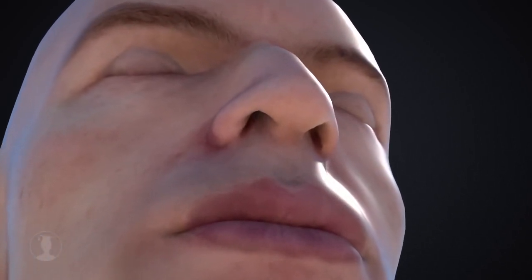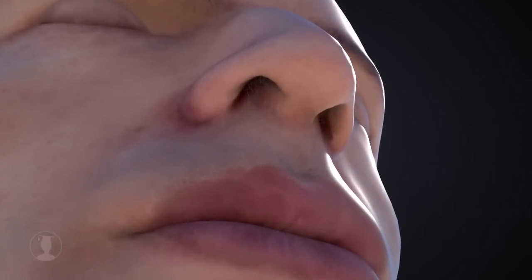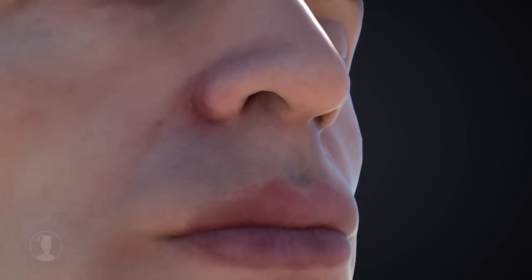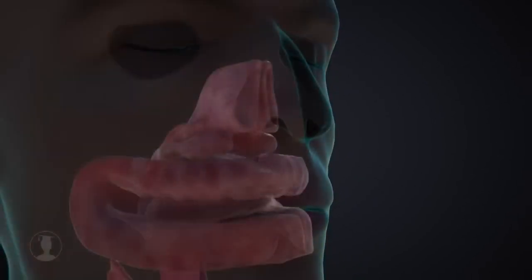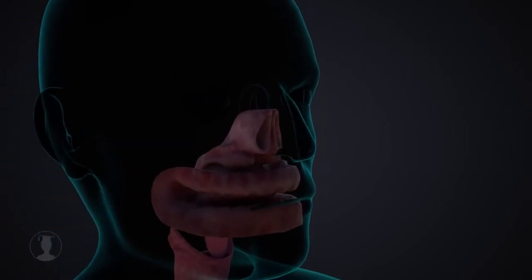For this reason, the upper airways provide certain protective mechanisms. Large dirt particles or insects are stopped in the nasal cavity by our nasal hair. Small particles are trapped by the nasal mucosa.